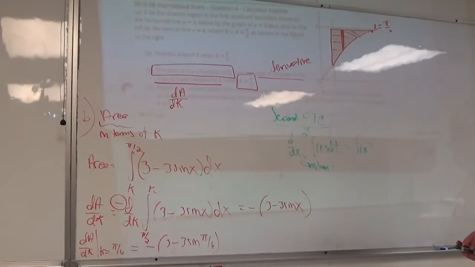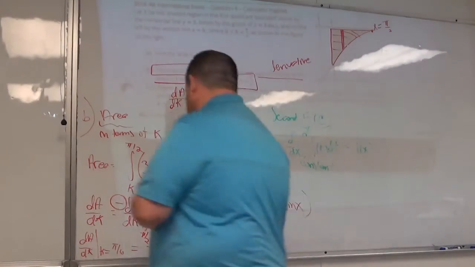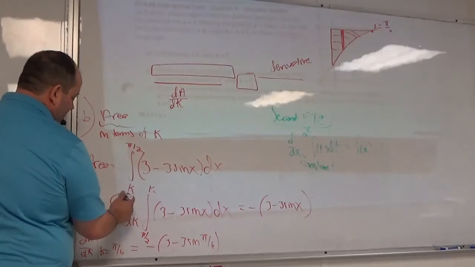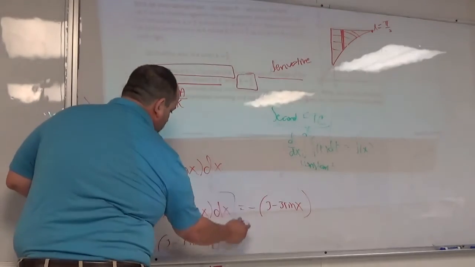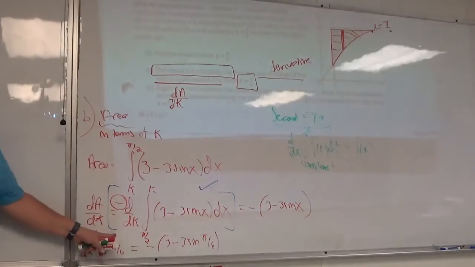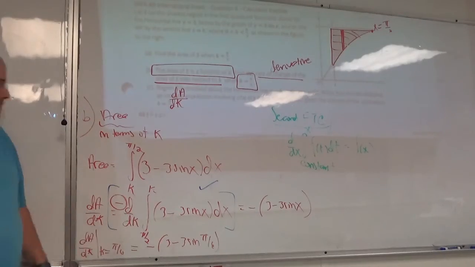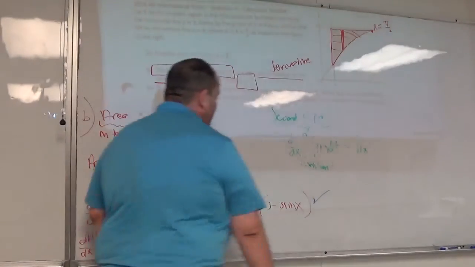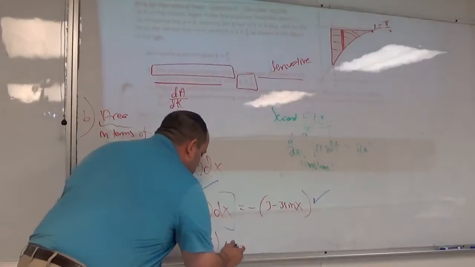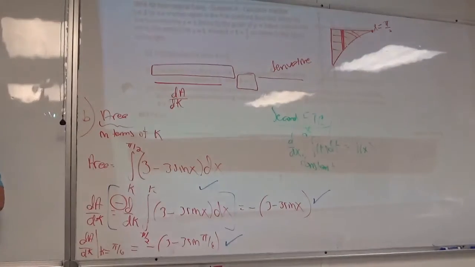I think the first point came in by even knowing to take the derivative. Indicating that you were going to take the derivative somewhere got you a point. Finding the derivative got you a point. Evaluating the derivative got you the third point.